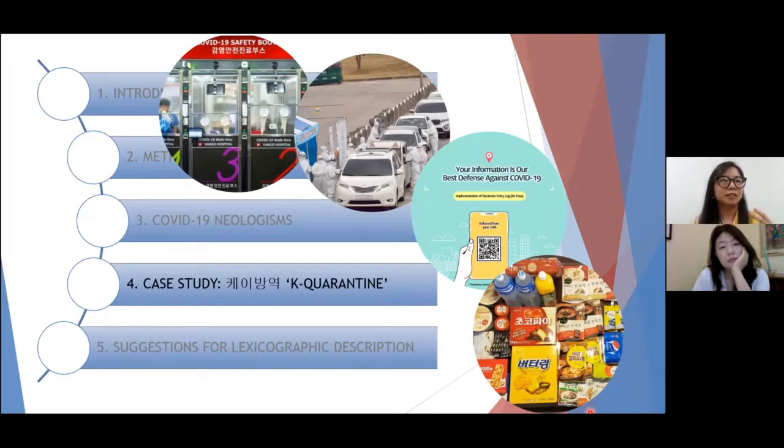So this neologism, K-quarantine, first appeared in February 2020 at the beginning of the pandemic, when most countries seemed to struggle with quarantine, but South Korea established this rather effective system for which it was praised even by the international community. However, the evaluation of K-quarantine varies greatly depending on the timing and especially on the genre where it is evaluated.